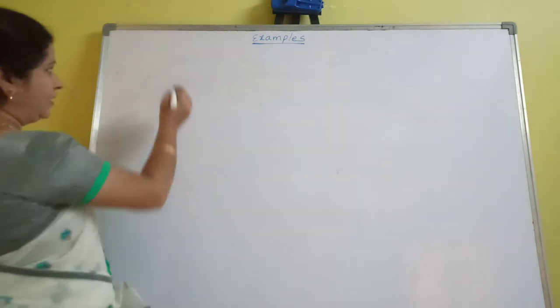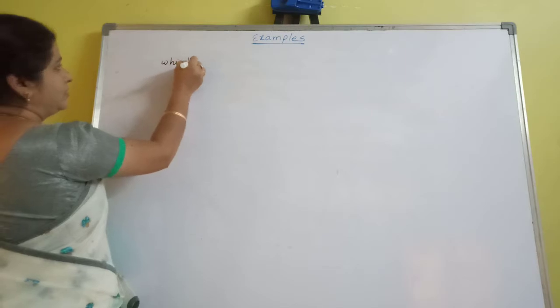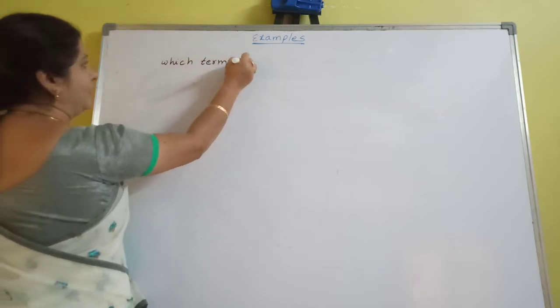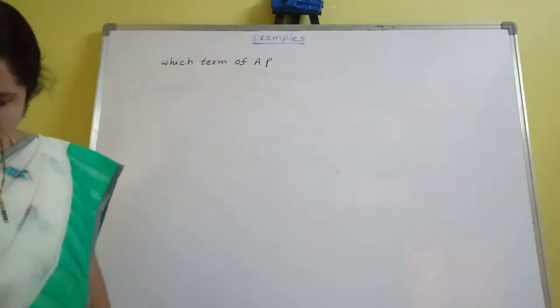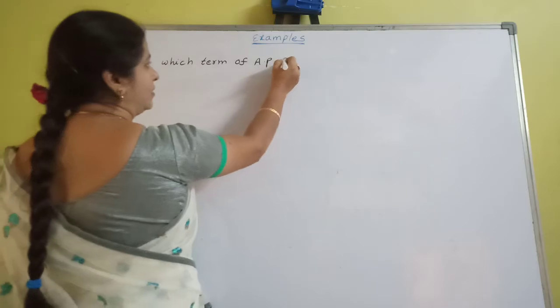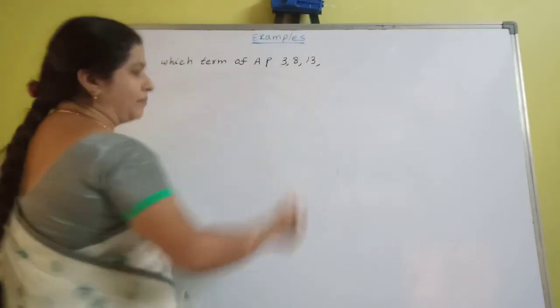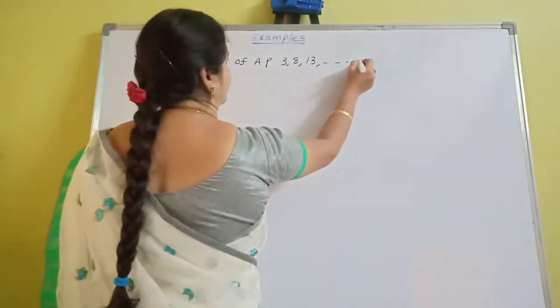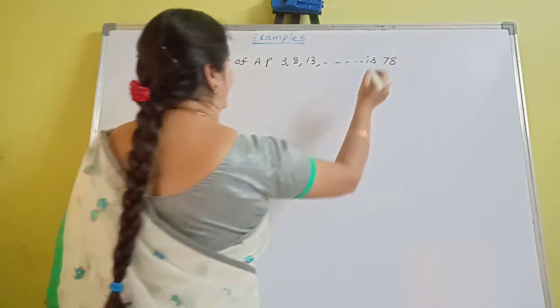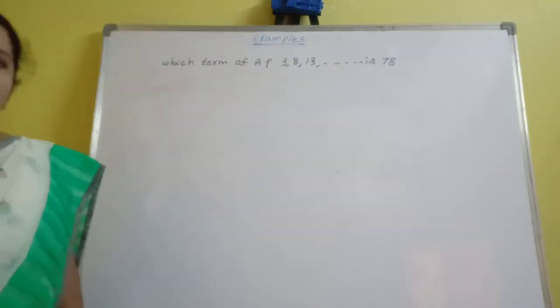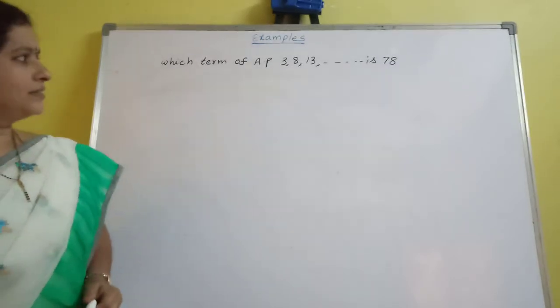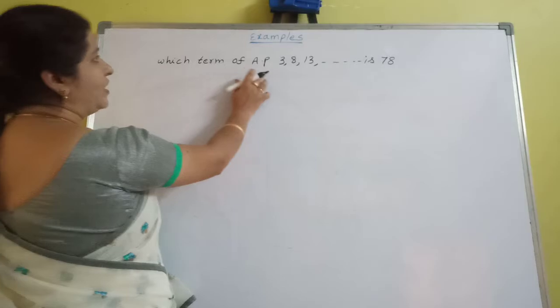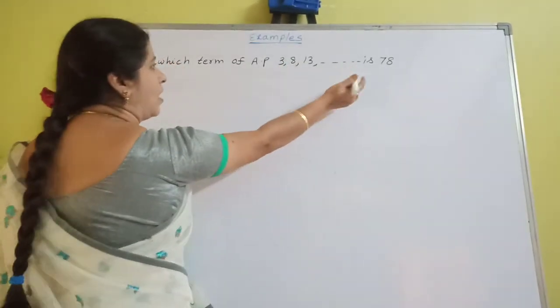Which term of the AP 3, 8, 13, etc. is 78? That is the question. So which term of the AP 3, 8, 13, etc. is 78? It is the infinite series here. The last term is given.